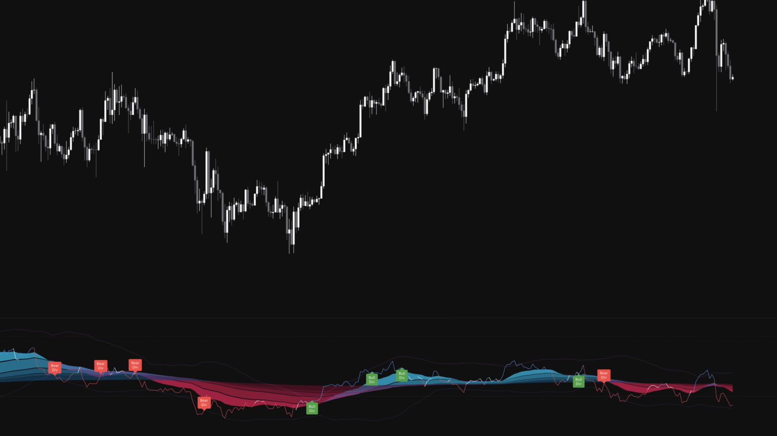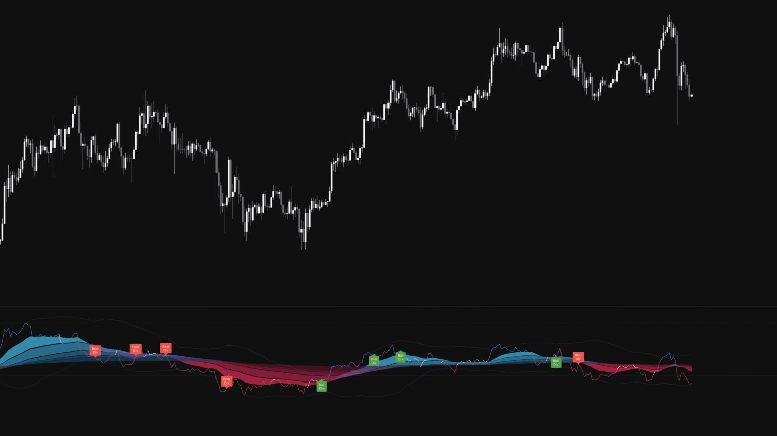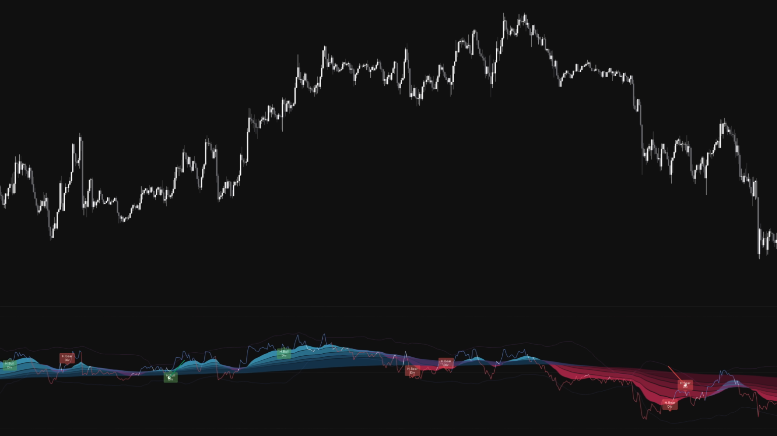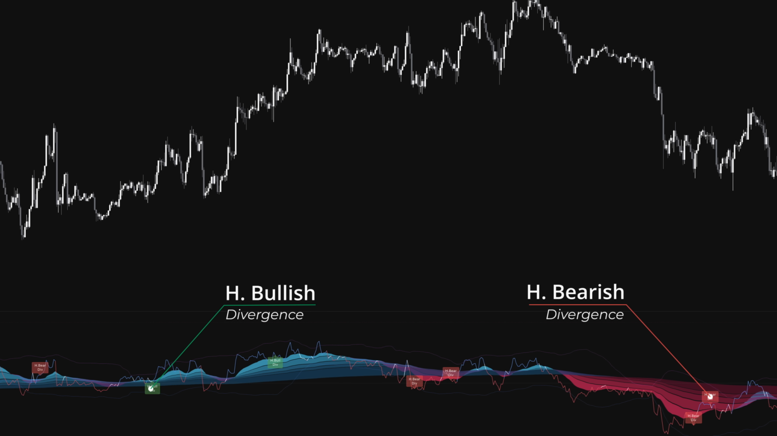The built-in divergence detection enhances both strategies above. Regular divergences warn of potential exhaustion at trend extremes, helping traders secure profits or avoid false breakouts. Hidden divergences, on the other hand, confirm trend continuation during pullbacks, providing extra confidence when RSI and price align with the broader directional bias.